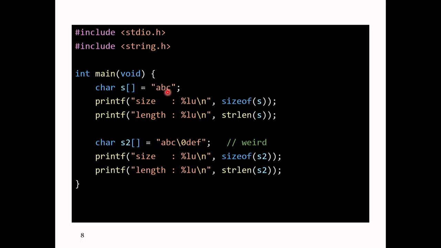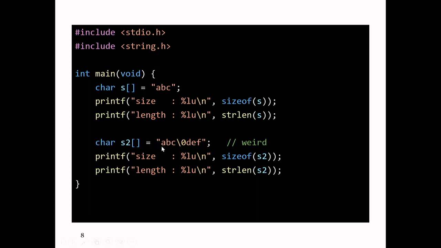So here we've got a string literal, ABC. It's stored in an array S. In this example, the compiler knows that this is a literal, so it has length 1, 2, 3, but it makes an array of size 4 because it adds the null terminator for us. So S is actually an array of size 4. When you run that line there, it'll print 4. String length will be 3.